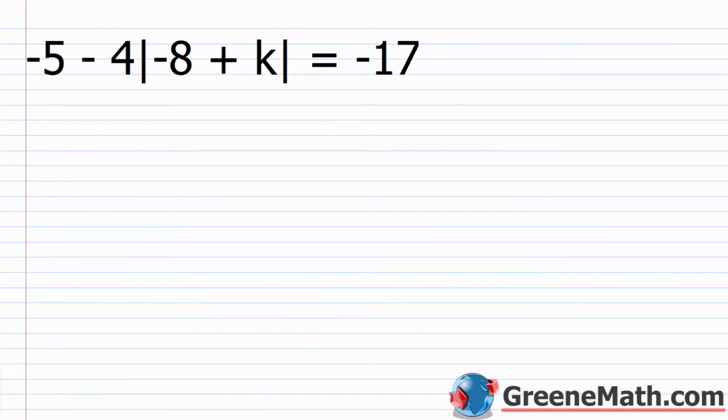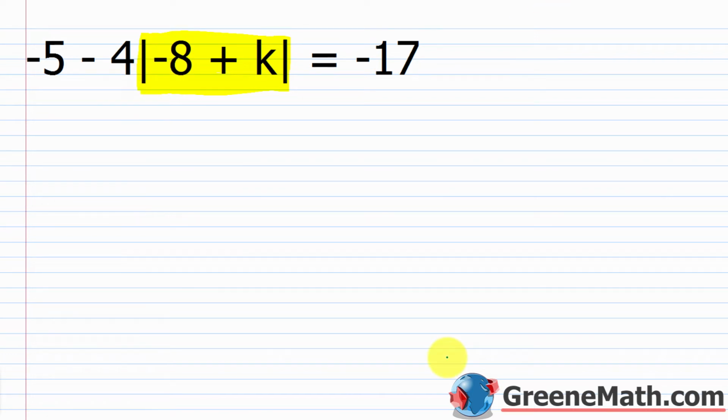All right, so now that we've gotten through the easier ones, let's look at a tougher one. Now, what do I do in this scenario? I have negative 5 minus 4, and this is multiplication because it's hanging out outside. So times the absolute value of negative 8 plus k, this is equal to negative 17. Well, what we want to do is isolate the absolute value operation. So we want to get this by itself, and we can do that because we happen to be very good at algebra at this point.